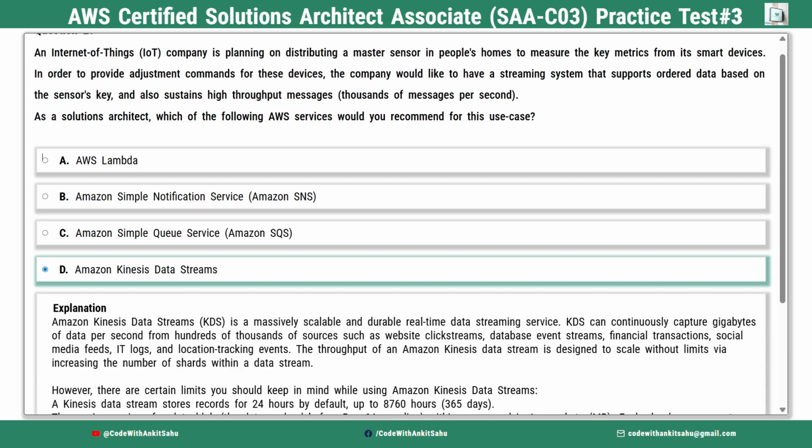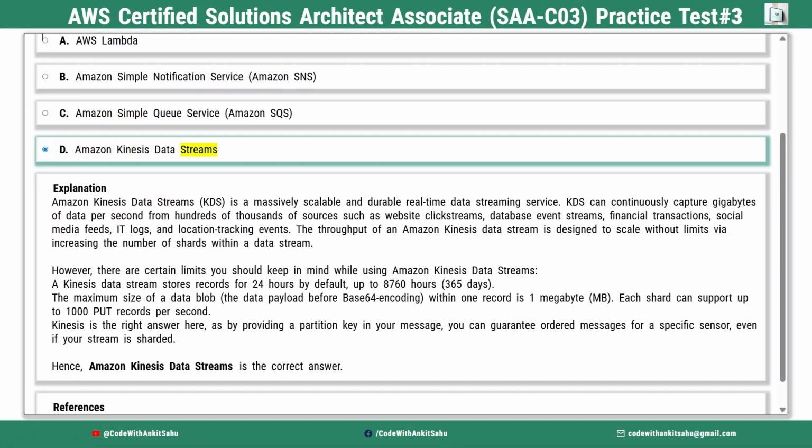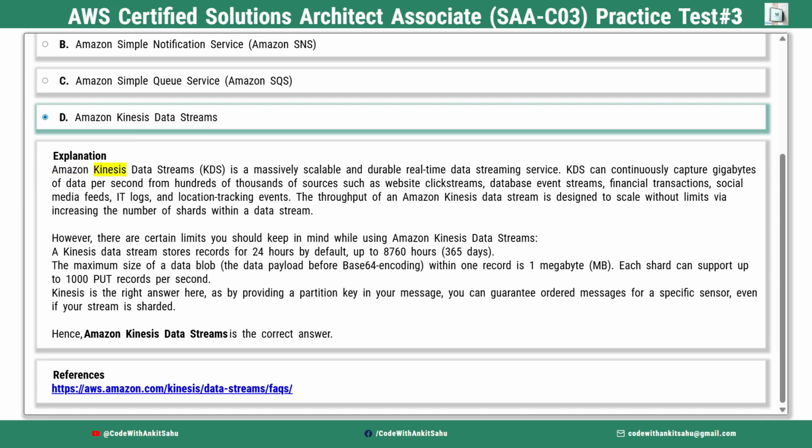Correct answer. Option D. Amazon Kinesis Data Streams. Explanation: Amazon Kinesis Data Streams, KDS, is a massively scalable and durable real-time data streaming service. KDS can continuously capture gigabytes of data per second from hundreds of thousands of sources such as website click streams, database event streams, financial transactions, social media feeds, IT logs, and location tracking events. The throughput of an Amazon Kinesis data stream is designed to scale without limits via increasing the number of shards within a data stream. However, there are certain limits you should keep in mind while using Amazon Kinesis data streams.